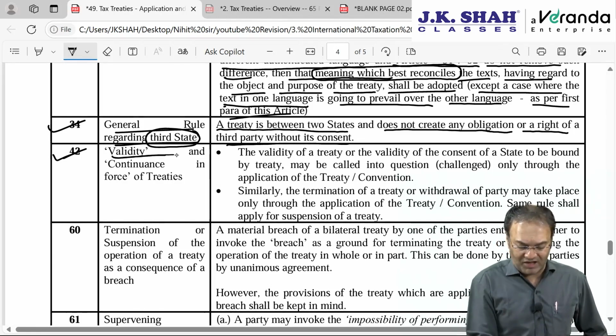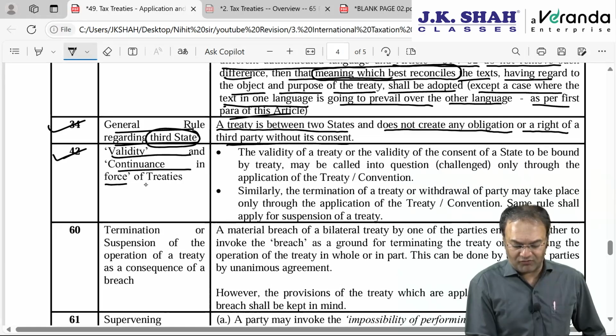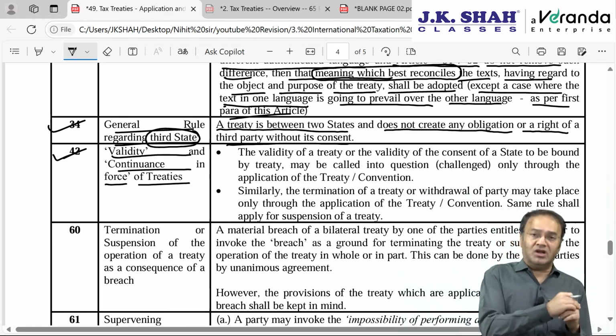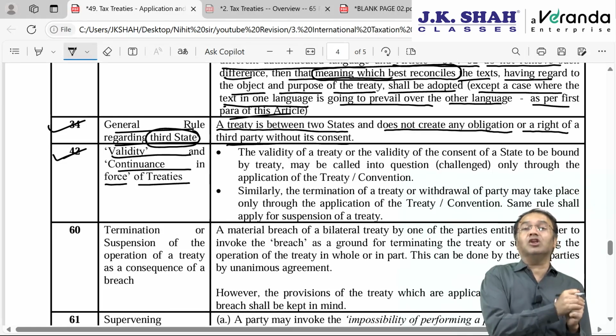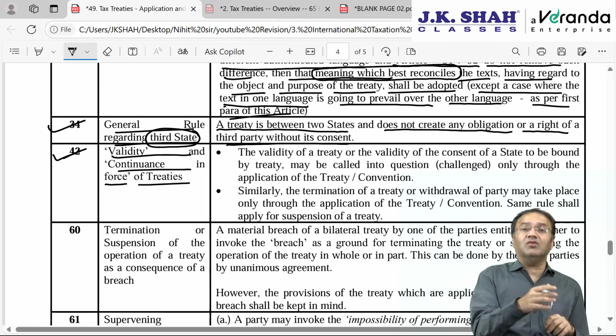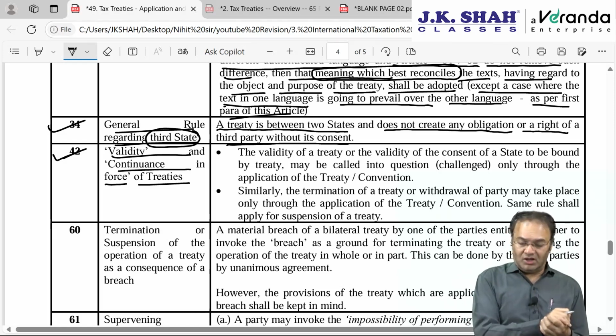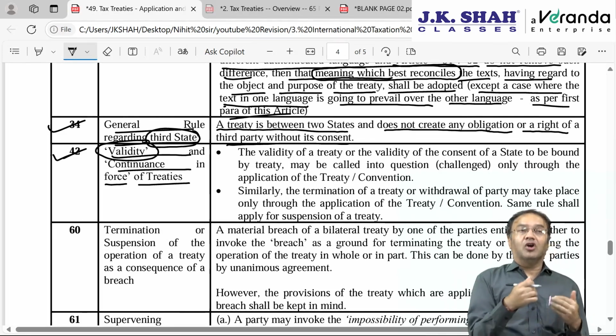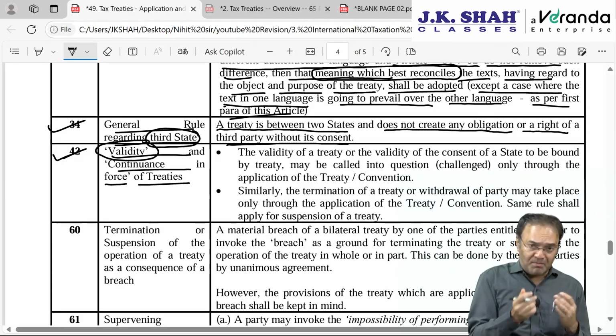Next is validity and continuance in force of the treaty. In force means from what date to what date the treaty is applicable; that is called continuity in force. It says if any party to the treaty wants to withdraw itself, does not want to give consent to the validity, after entering into the treaty, some party wants to withdraw.